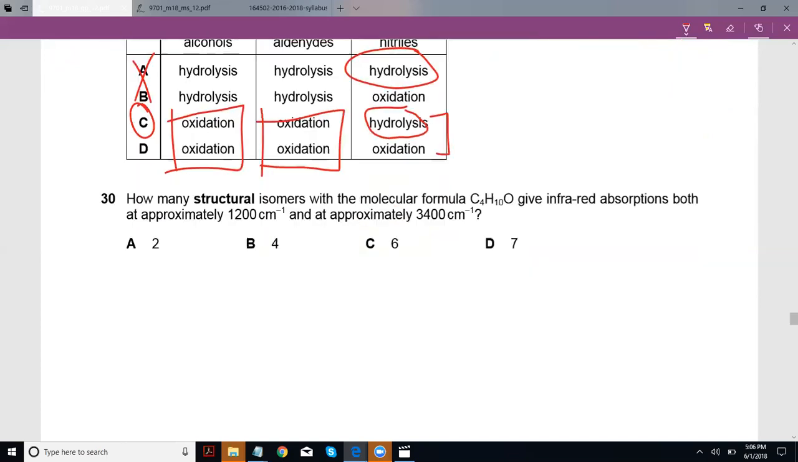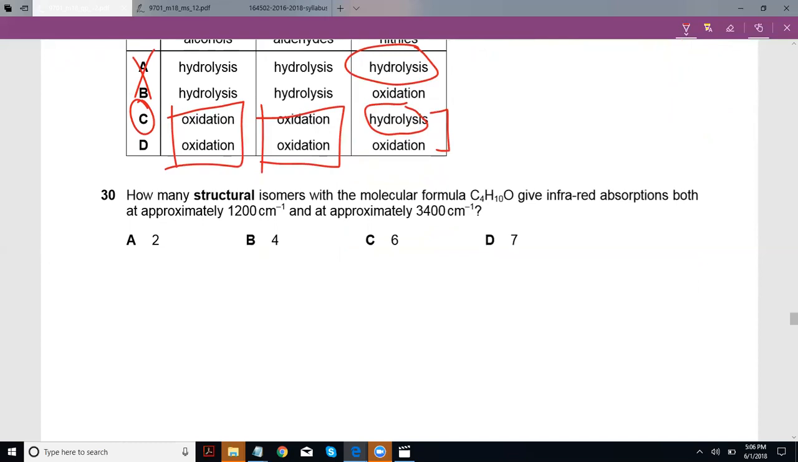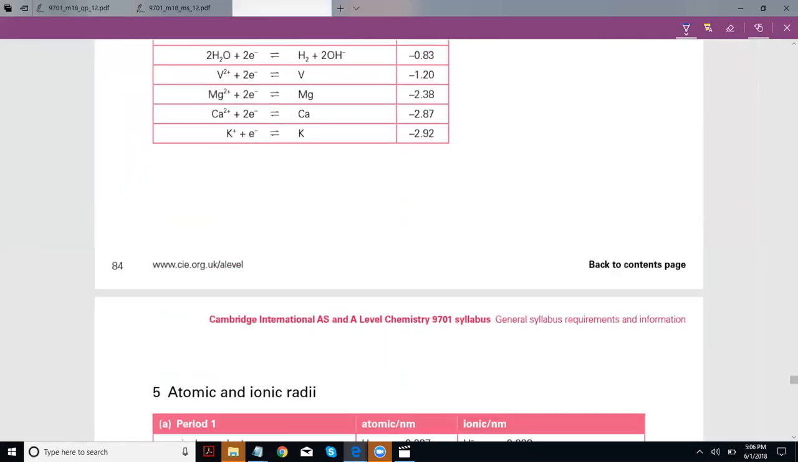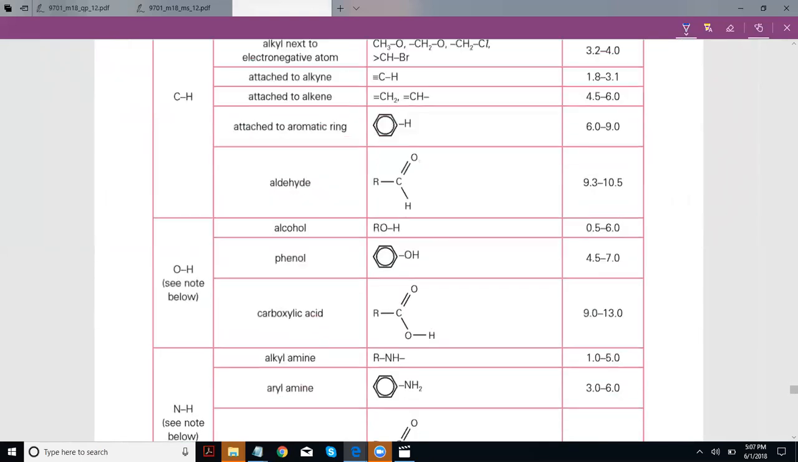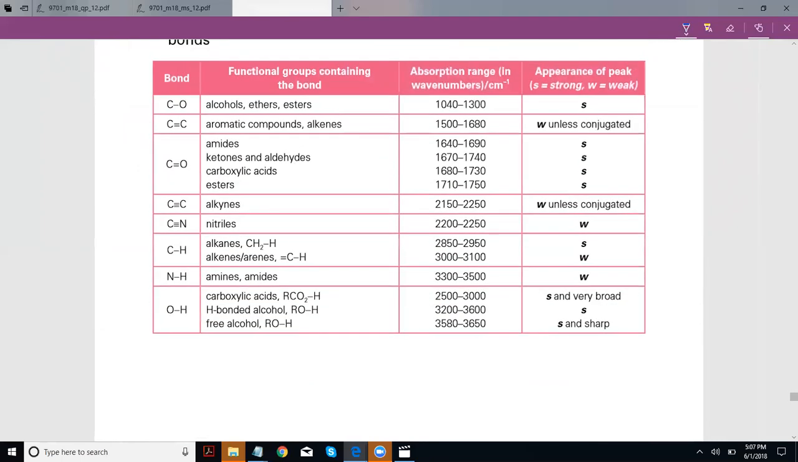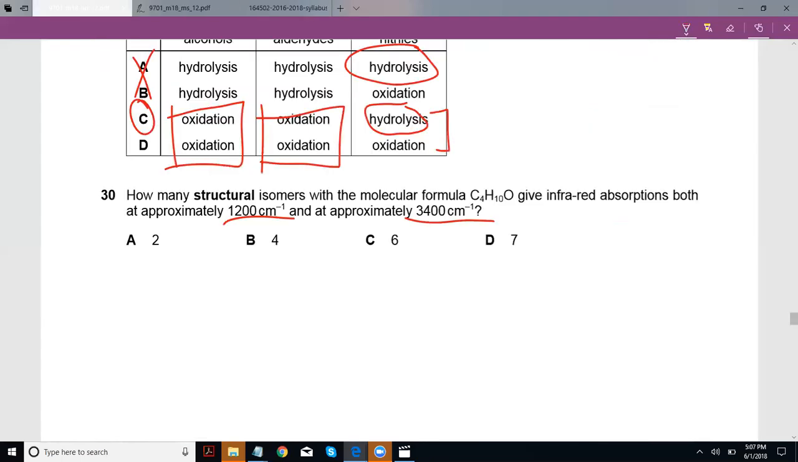How many structural isomers with the molecular formula C4H10O give infrared absorptions both at approximately 1200 centimeter and approximately 3400 centimeter? Okay, so what are we looking for at 1200 and 3400?